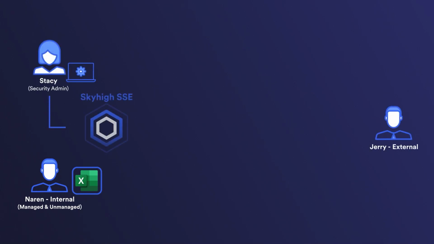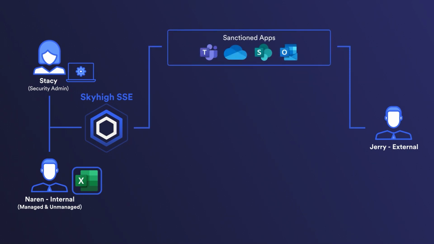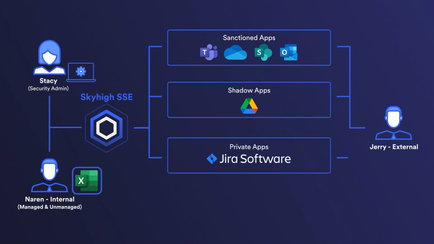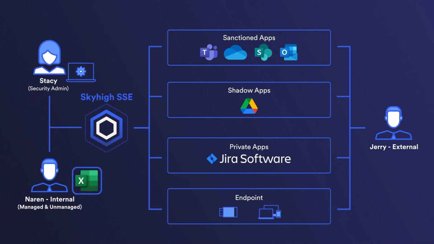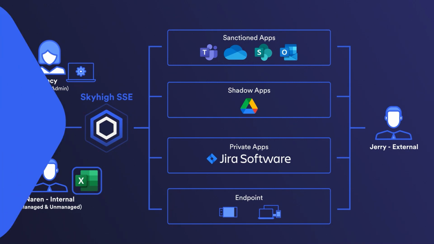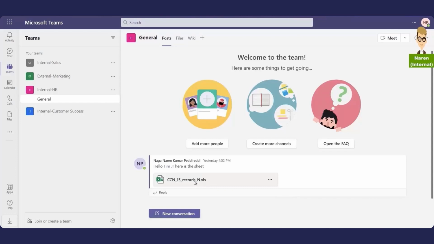We're going to be controlling this collaboration attempt through sanctioned cloud applications with our CASB, shadow apps with our secure web gateway, private applications with our ZTNA solution, and then also some endpoint-based controls. And all this is going to be visible to our security admin, Stacy, when we're done. Naren's going to start with Microsoft Teams.